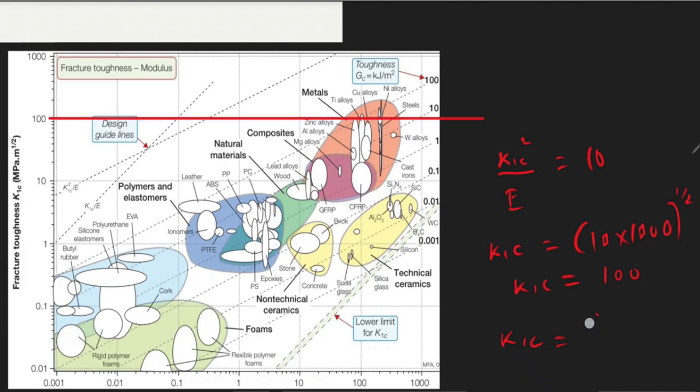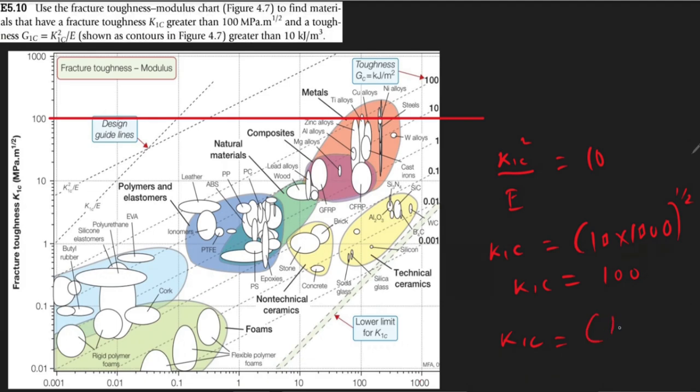We'll now take another point, when Young's modulus is equal to 1. When Young's modulus is 1, we have 10 times 1 raised to the power of 1 over 2. Then our K1C value is equal to the square root of 10, which is 3.16. So we'll now find these 2 points with our ruler.